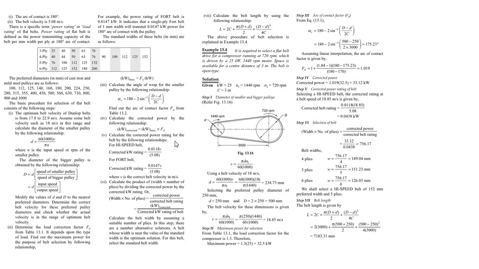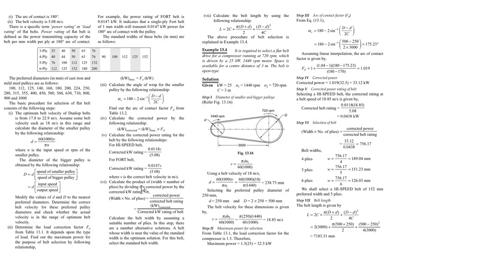Then calculate the corrected power rating for the belt by the following relationship. For a high-speed belt, the corrected power rating will be 0.0118 V into 5.08. For the full take-up systems, the rating is given by 0.0147 V upon 5.08. V is the corrected belt velocity. We are going to calculate it in step 1.